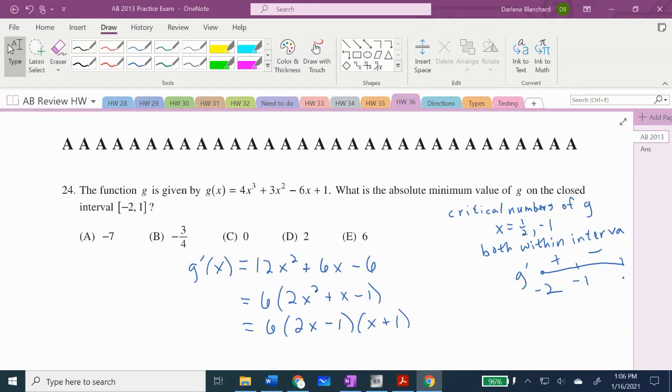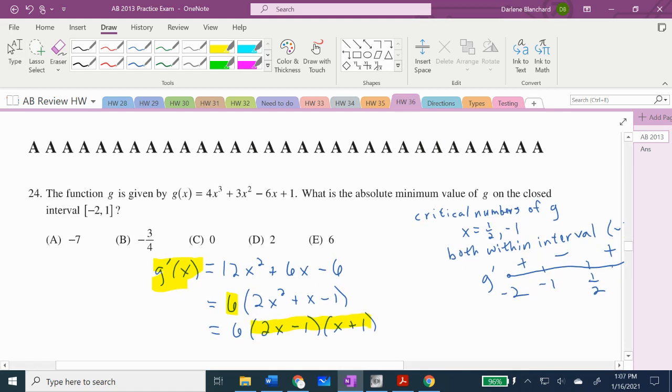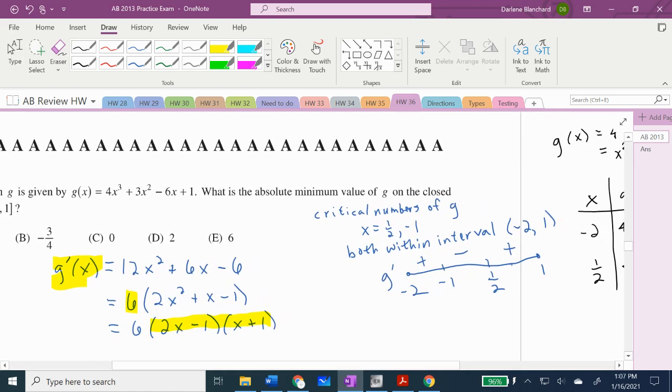I need to find the absolute minimum value of a polynomial function over a closed interval, and polynomial functions are continuous and differentiable. I take the derivative and I get a second degree polynomial, which I can pretty nicely factor out a 6 and then factor the remainder into two linear factors. And the solutions are then positive 1/2 and negative 1 for the critical numbers of g.